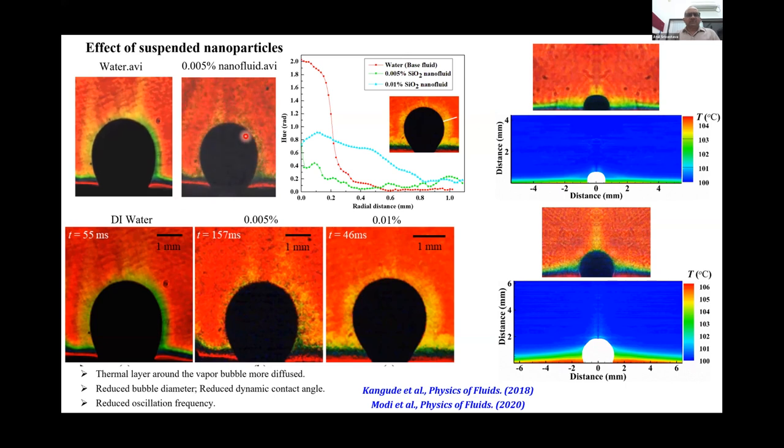But when it comes to nanofluids, suspended nanoparticles actually tend to smear or diffuse these gradients. We have reported these studies in some of these papers, and we have quantified these images in order to get the whole field temperature distributions. Once you have the whole field temperature distributions, you can calculate the temperature gradients. From there, the fluxes can be calculated.